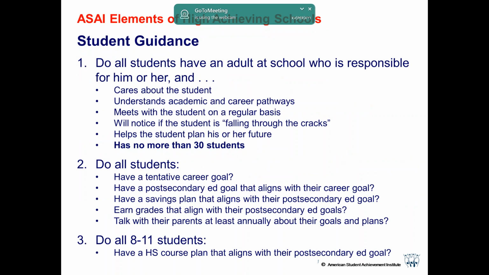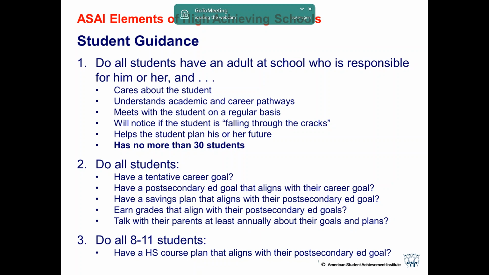Okay, in student guidance, this is another area that in high achieving schools we find there's been a lot of attention paid to. So the questions are, do all students have an adult at school who's responsible for him or her? And the bullets there will give you some ideas of what that adult would be doing. But the key is that the adult would have no more than 30 students. So is there an advisor-advisee program or a homeroom program or whatever, so that every student knows that there's an adult at school that's responsible for them?